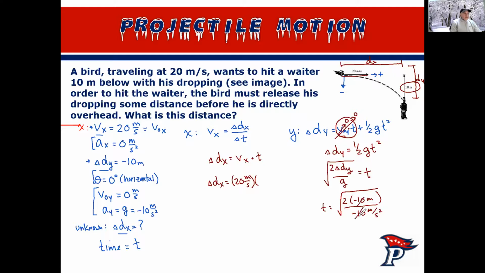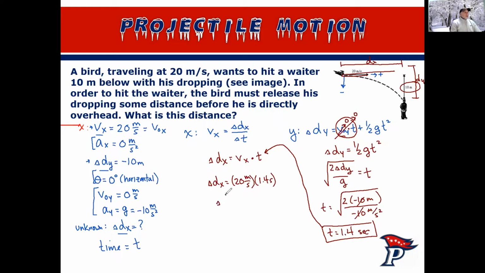Right, the 10s cancel, the negatives cancel. It's the square root of 2. The square root of 2 is 1.4 seconds. That's my time. That value of time gets plugged in right here, right? It's the same time. It's moving this way and this way at the same time. Time has no direction, so we can do that with time only.